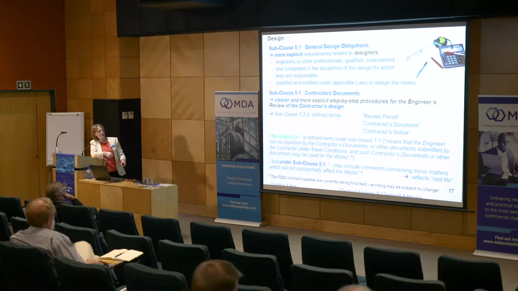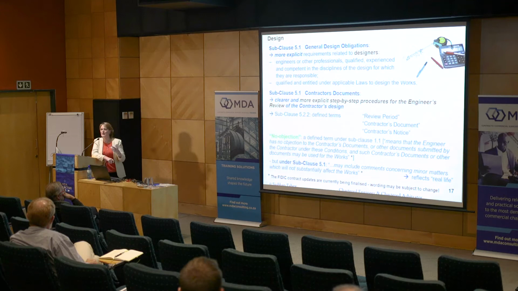And there you can see it's there. I won't read it out there. But under 5.1 then we say that the notice of no objection for design might include comments concerning minor matters which won't substantially affect the work. So that's reality. Reality is that quite often engineers like to say, yeah, that's okay, you can go ahead and build the works on that basis, but I want to add these little comments, yeah? So we wanted to try and keep the process quite strict, but to give the engineer and the contractor the ability to have this sort of scenario where the design is fine, but just kind of bear these things in mind.